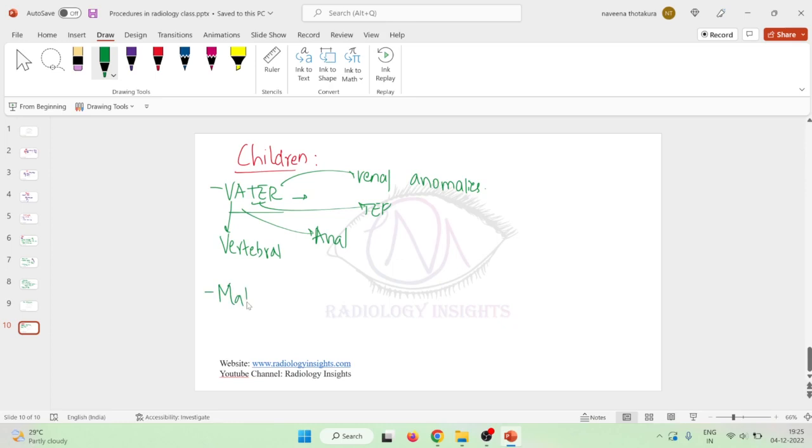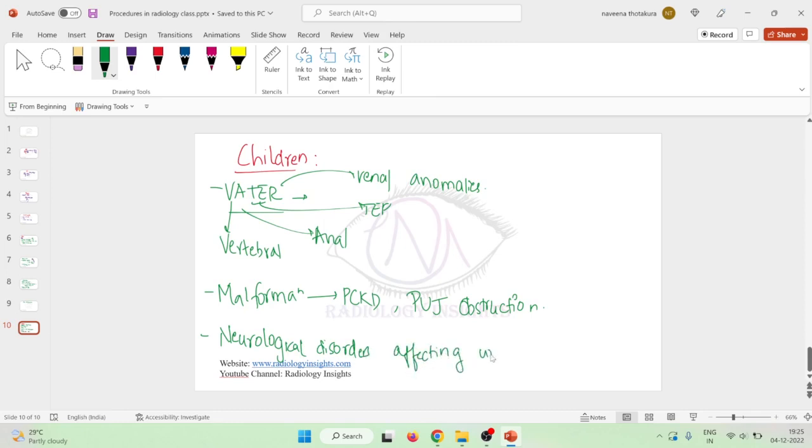If the patient suffers from any malformations, especially polycystic kidney disease, or if the patient has any pelvic junction obstruction, then obviously in obstruction the contrast goes till the obstruction, but it will not pass distally, and as a result the site and location of obstruction can be clearly identified with intravenous urogram. Some of the neurological disorders which are affecting the urinary tract can also be diagnosed with the help of this intravenous urogram.